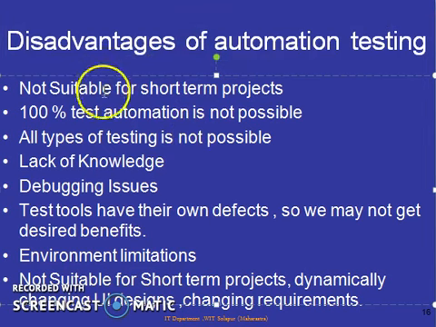The first one is that automation testing is not suitable for short-term projects. Then 100% test automation is not possible. If you want to test any software application, 100% test automation is not possible. And the third one, all types of testing are not possible, for example usability testing.